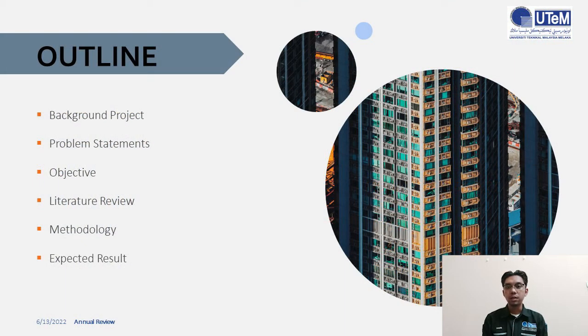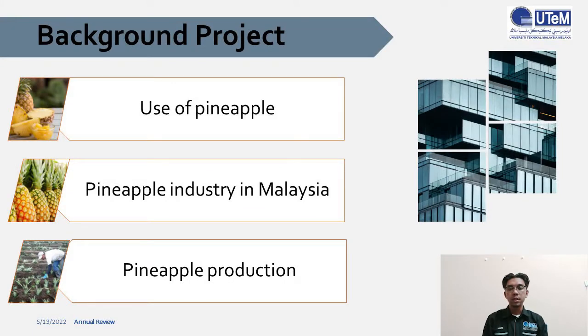For my presentation outline, I will cover 6 main points, which are background project, problem statement, objective, literature review, methodology, and expected result. Firstly, it's about the background of the project. A little bit about pineapple.